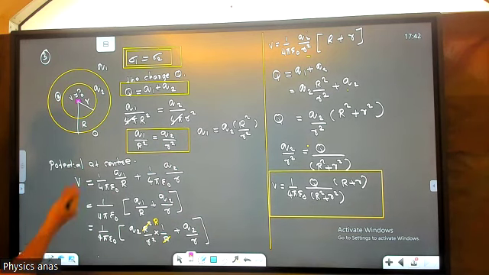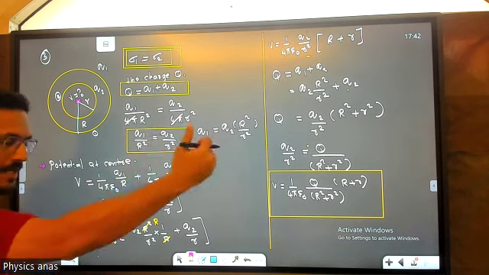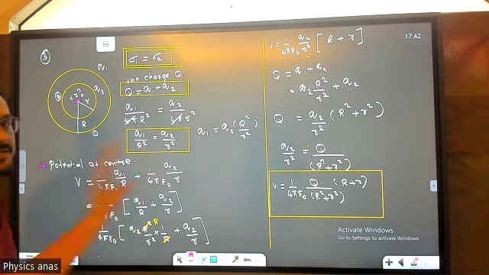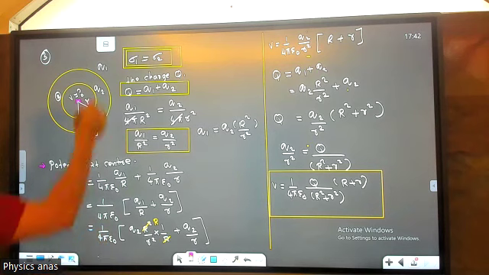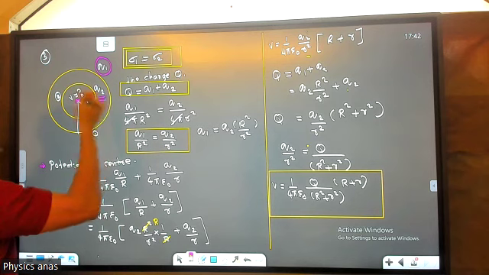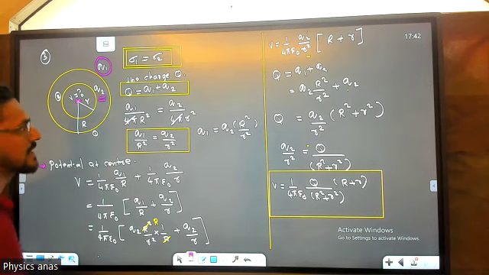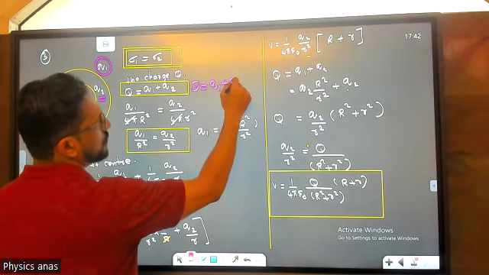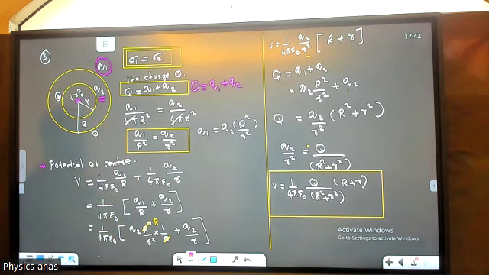How can you find that potential? The very simple equation: potential at a point due to a charge is 1 by 4 pi epsilon naught, charge by distance, or in the case of a sphere, charge by radius. So you have two charges here. You are taking them as Q1 and Q2 in such a way that Q1 plus Q2 is capital Q.